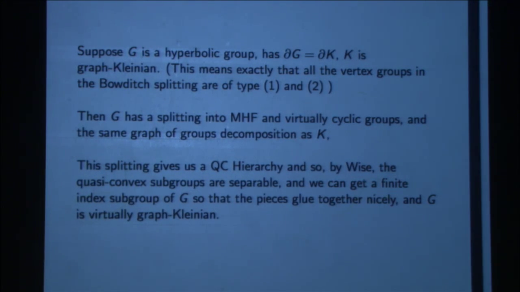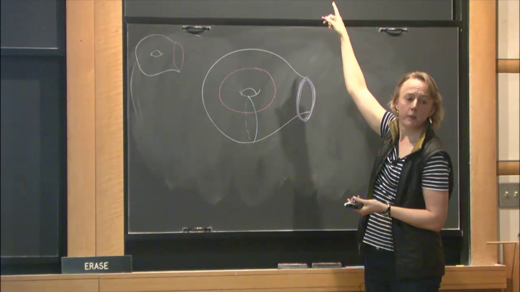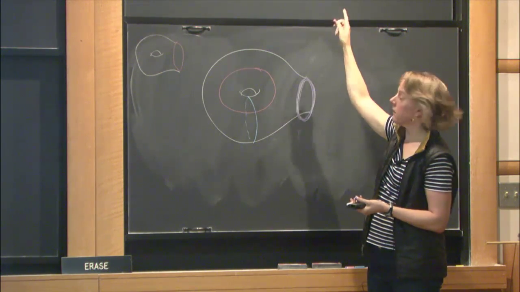Okay, then this whole graph of groups splitting comes just from the topology of the boundary, so we see that this has the exact same splitting into maximally hanging Fuchsian and virtually cyclic groups, and therefore it has the exact same graph of groups decomposition as K, because that just comes from the boundary. It's just that I'm allowing myself to glue to things that aren't the boundary now.